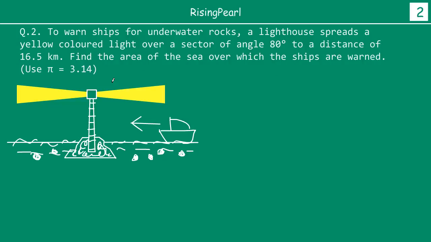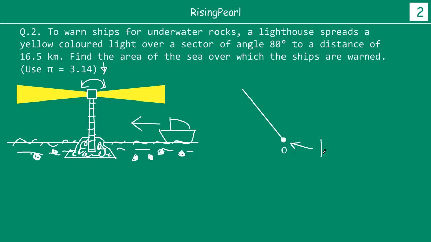Now imagine, this lighthouse is basically spreading light at a certain angle. So it is going from one end to the other, spreading the yellow light. So if somehow we could get into a helicopter or any plane and go and sit right on top of the lighthouse, and watch from the top, how will this look? So this is how it will look, if this is the top of the lighthouse.